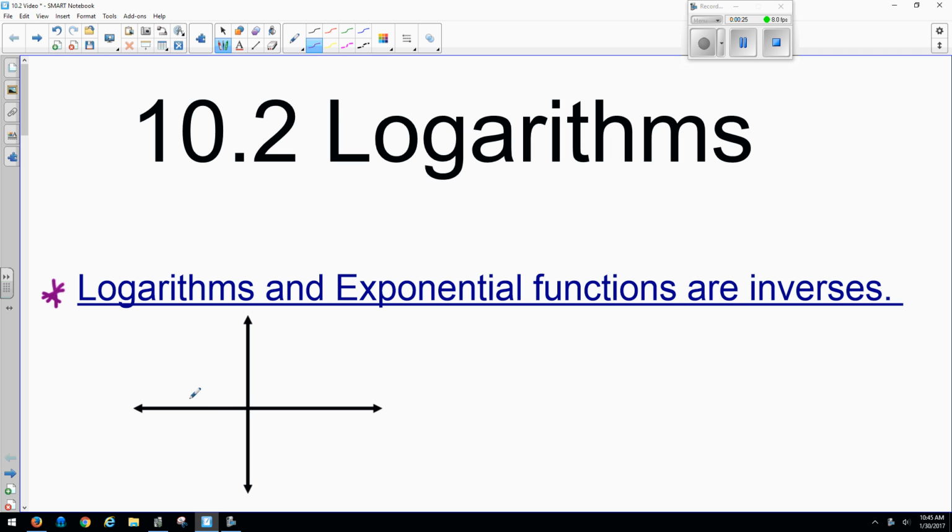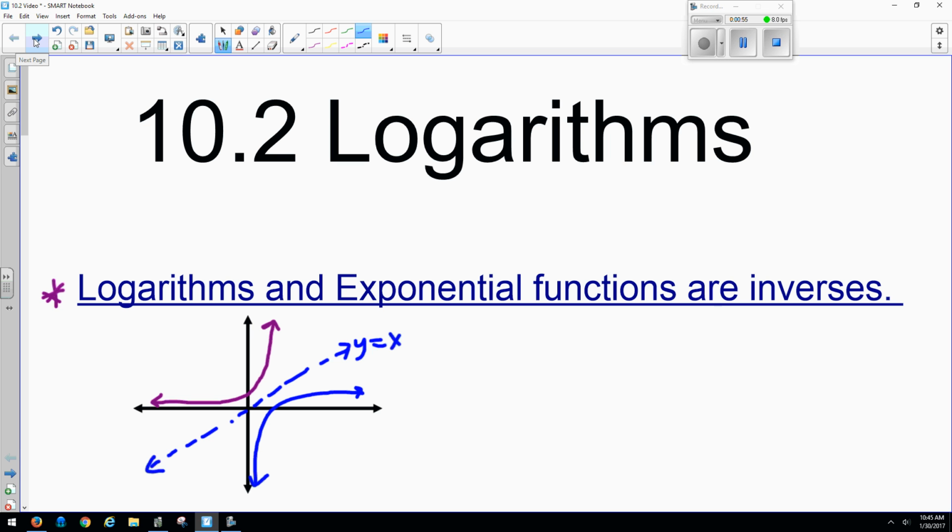So an exponential function might look something like this. And a logarithmic function would look something like this. So when we start talking about the two being inverses of each other, we can see that they would still be a reflection through the line y equals x, which we have talked about earlier in the year, which is the case with inverses.